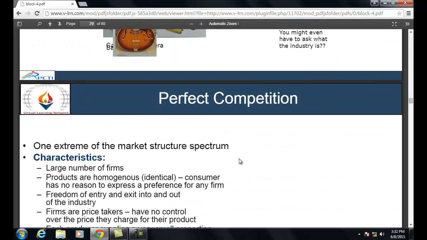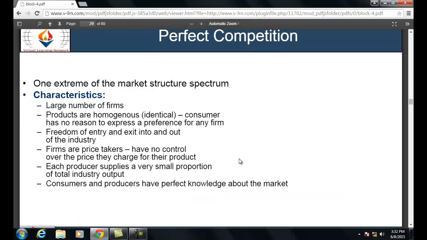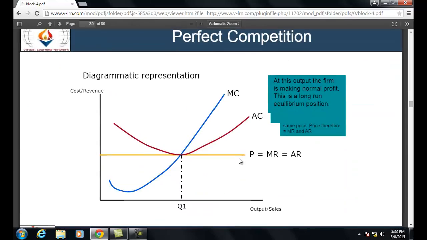At one extreme of the market structure spectrum, the characteristics: a large number of firms, products are homogeneous or identical, consumers have no reason to express a preference for any firm, freedom of entry and exit into and out of the industry. Firms are price takers, with no control over the price they charge for their product. Each firm supplies a very small proportion of total industry output. Consumers and producers have perfect knowledge about the market.